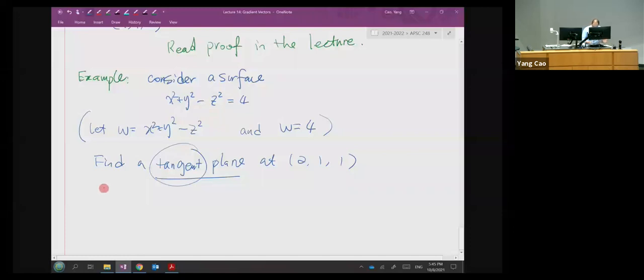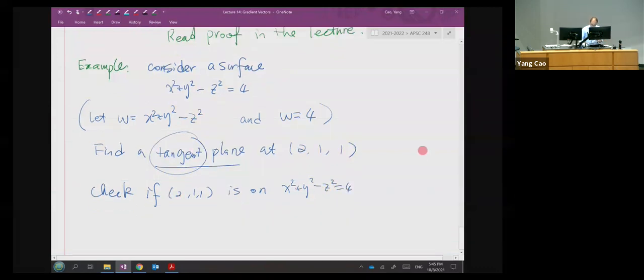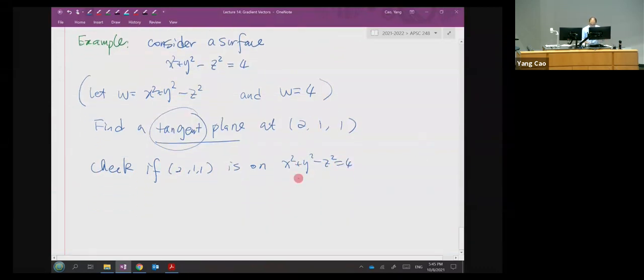So let's do that. Check if (2, 1, 1) satisfies x squared plus y squared minus z squared equal to 4. How do we do that? Very simple. You substitute the x, y, z values into the left side and see if it's equal to 4. So what do we get? 2 squared plus 1 minus 1, that's your left side, equal to 4. So check. This is a point on that level surface.